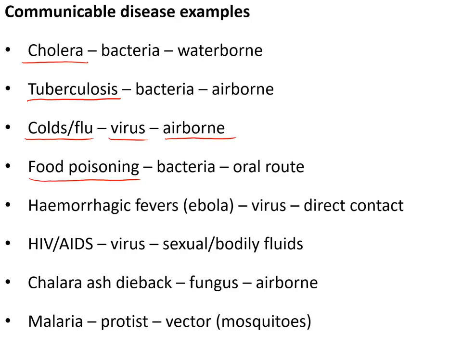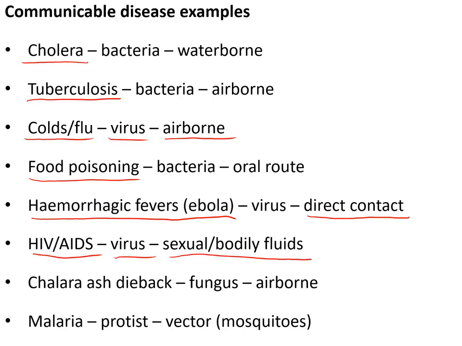So it's on contaminated food, and if it's not cooked properly, you don't kill the bacteria or the pathogens, and you get infected. Hemorrhagic fevers, the best known example of which is Ebola, are caused by viruses, and they are spread predominantly by direct contact, but also through bodily fluids as well. HIV/AIDS is a virus which is spread through sexual contact and bodily fluids, and not just sexual contact, but also through blood as well, you know, things like sharing needles for drug users.